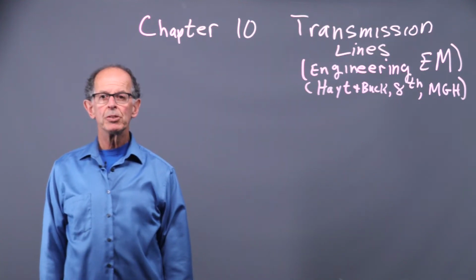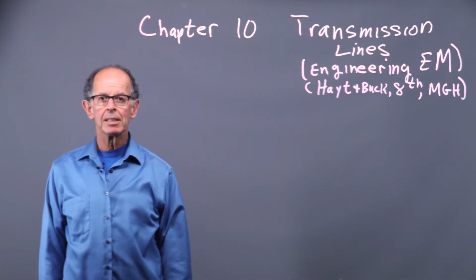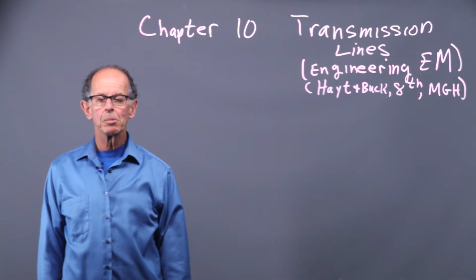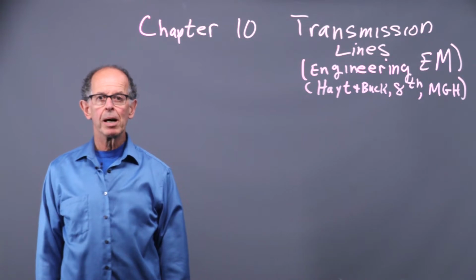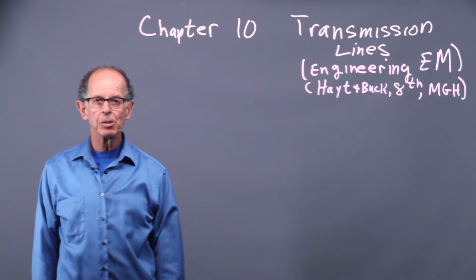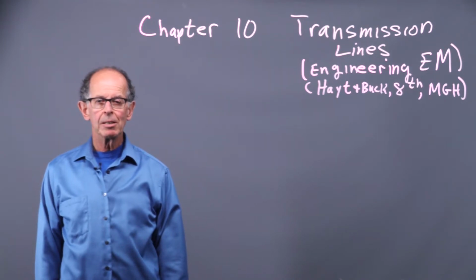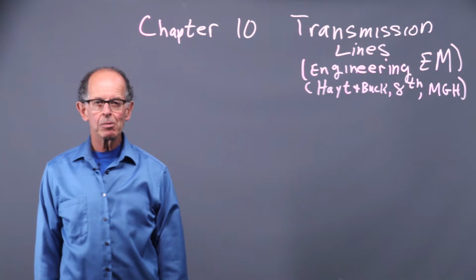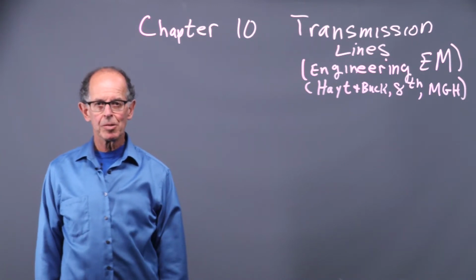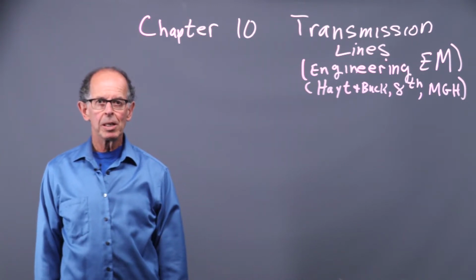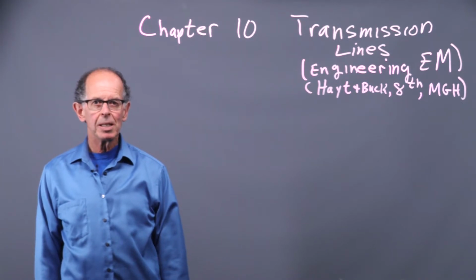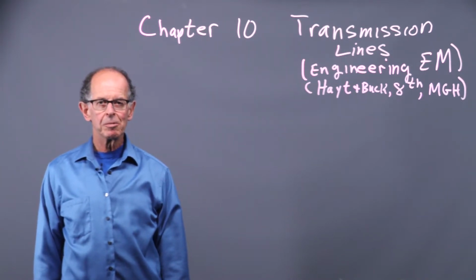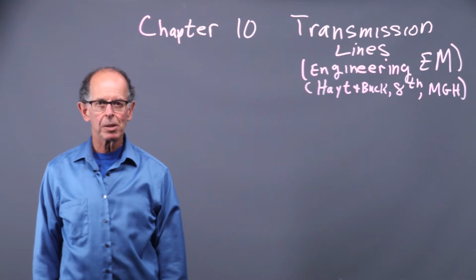Welcome to Transmission Lines in Chapter 10. Chapter 10 of the book Engineering Electromagnetics by Hayt and Buck, 8th edition, McGraw-Hill. We've received permission to reproduce figures and equations from the book, so when I refer to those, I will either refer to the figure explicitly as in the book, or write the equation as HB and then the equation number, so you can follow exactly from your textbook.